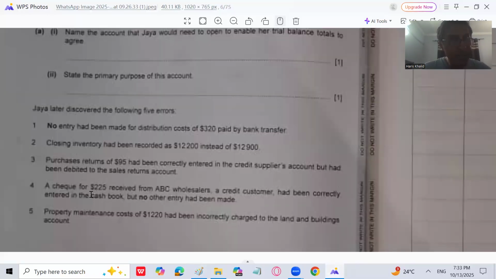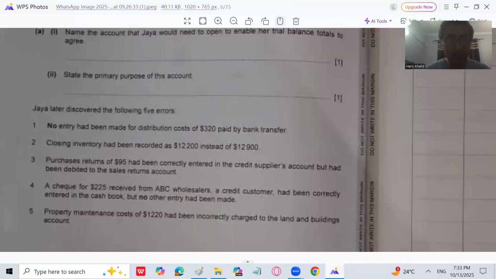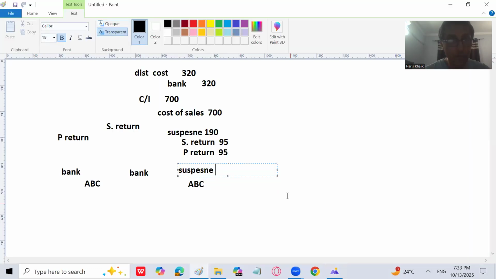Let's see. A check for 225 received from ABC wholesaler had been correctly entered in the cash book. It is recorded in the bank column of the cash book, but no other entry has been made. So we are yet to credit ABC. So I'm going to credit ABC, and on the debit side, bank is already correct, so it will not come in the rectifying entry. So suspense is going to be debited by 225.